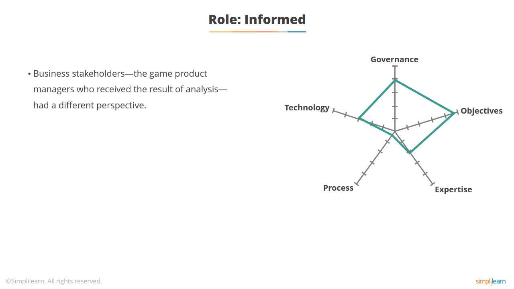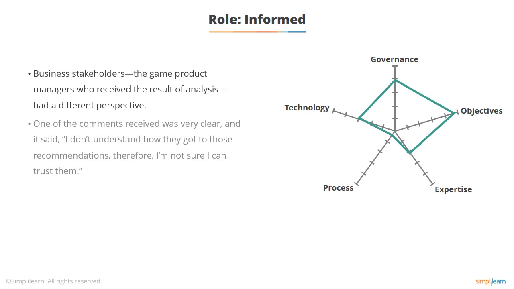Those informed people are their business stakeholders. And they are typically the product managers of the games. One of the comments was really, really clear. It said something like, I get all those great reports and they are very interesting and I get recommendations, but I don't understand how they got there. Therefore, I don't really trust it. So we see just through this simple maturity assessment involving different stakeholders, we see that the perception of capabilities was very different. So what is the solution to a scenario like this?